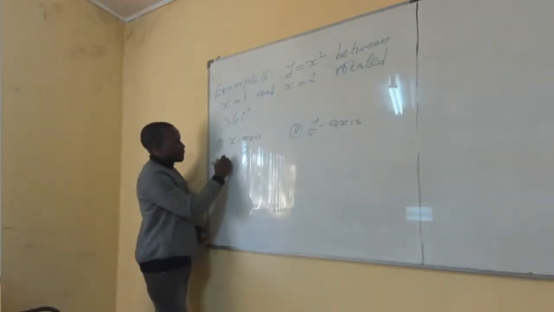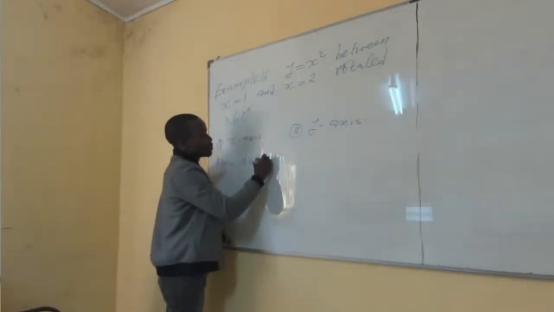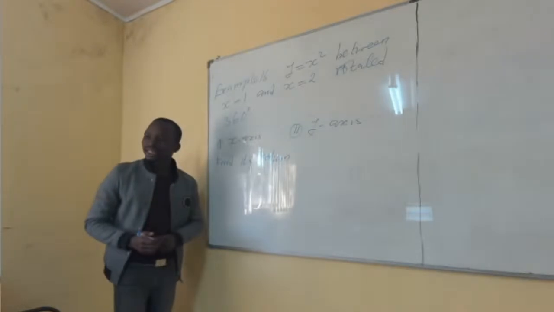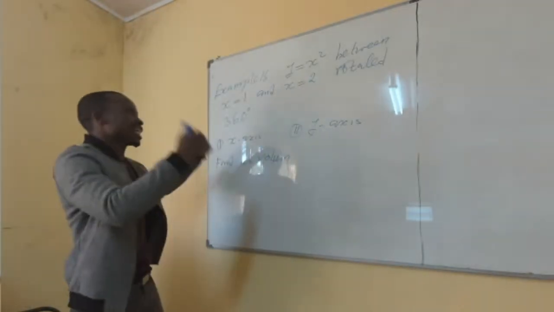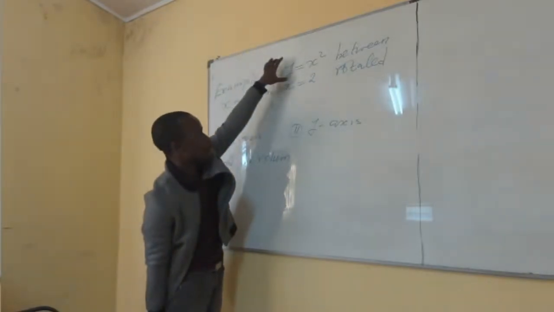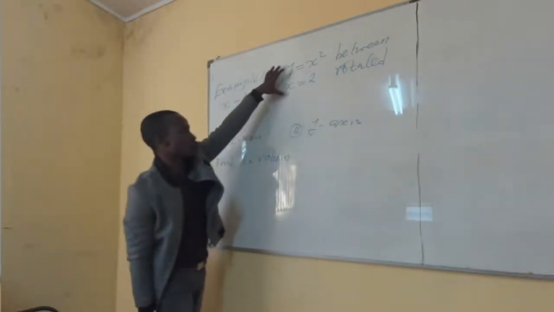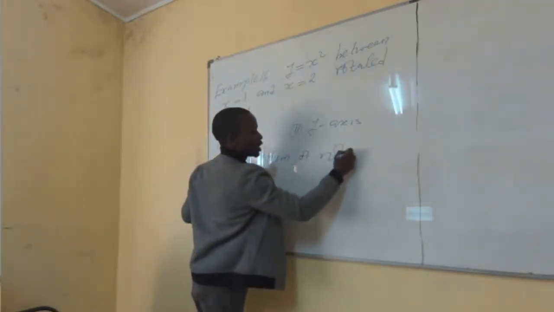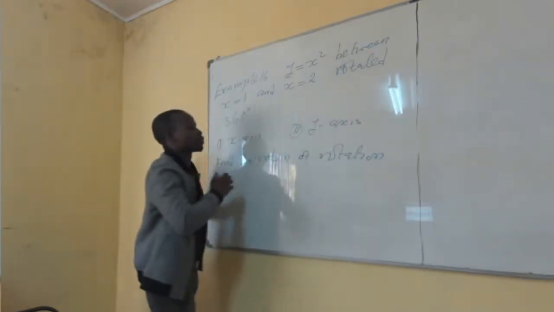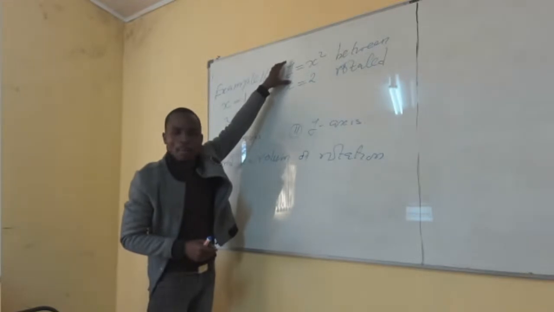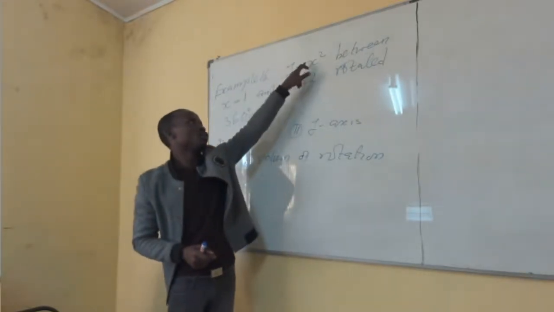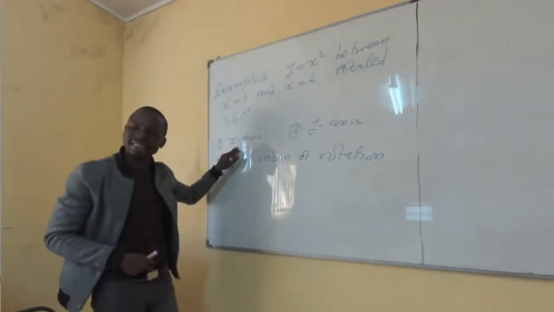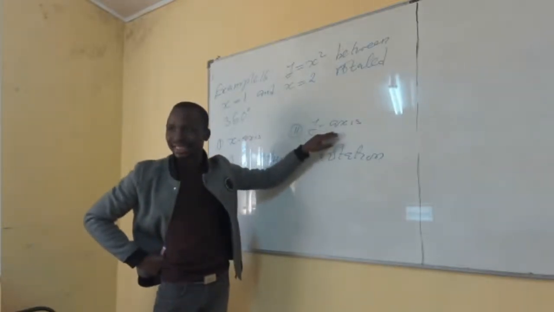Find its volume. Find the volume of this portion with respect to the axis of revolution. So we are supposed to find the volume of rotation of this portion, which is bounded by the curve y equal to x squared, x equal to 1 and x equal to 2, with respect to the x-axis and also with respect to the y-axis.